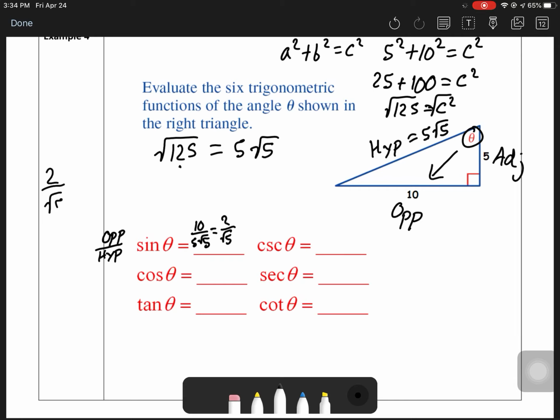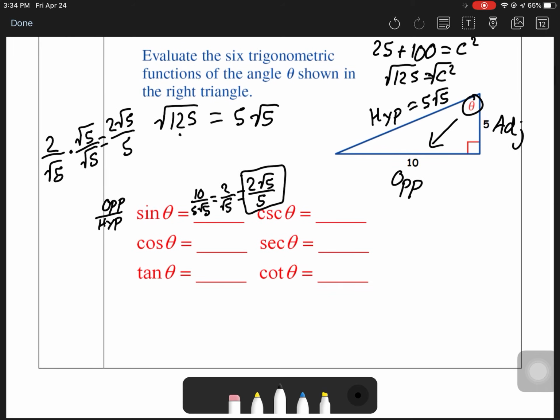So if you remember, to rationalize the denominator, we need to multiply by what's on the bottom. So the top becomes 2 square root of 5, and then square root of 5 times square root of 5 ultimately becomes 5, because you get the square root of 25, which we know to be just 5. So the final answer is going to be 2 square root of 5 over 5, like that. Okay, so that's for the sine.